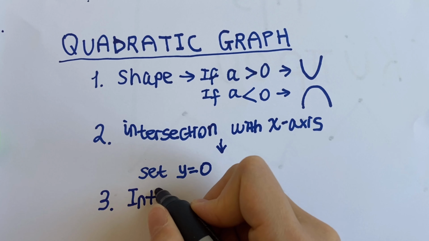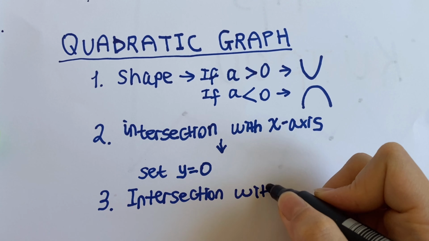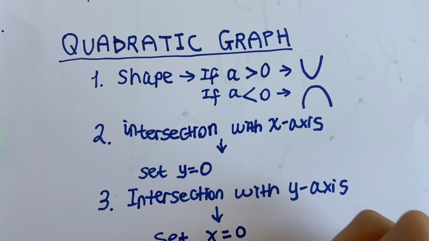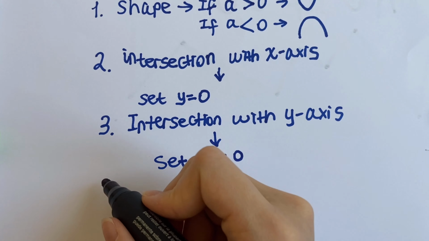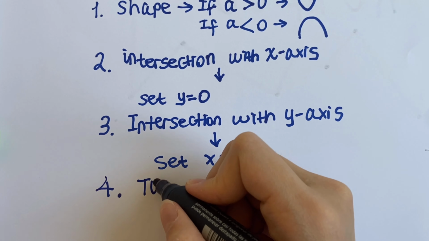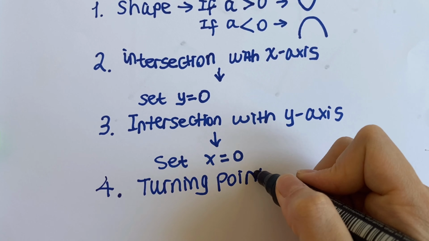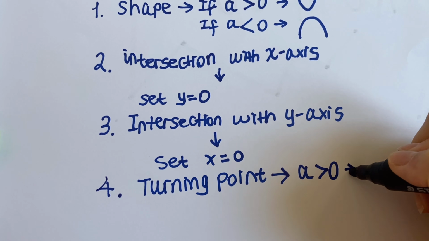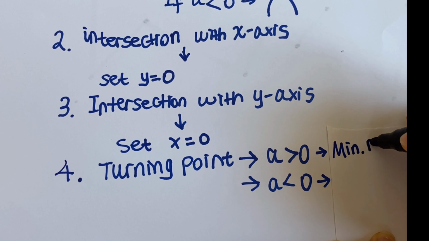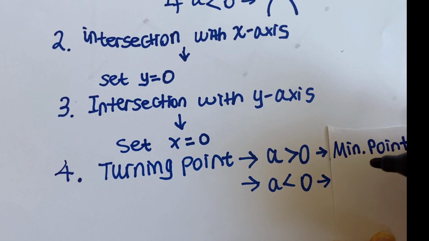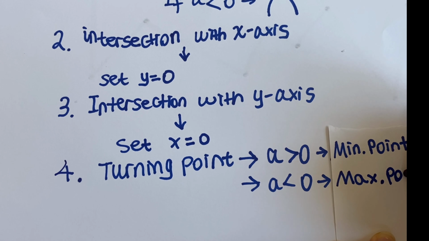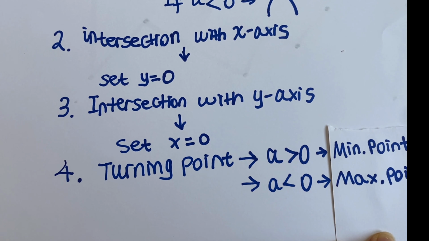And the third thing you need to know is the intersection with the y-axis. And to do that, you need to set x equal to 0. And the last thing is to find the turning point. In order to find a turning point, you need to know the shape. And if a is bigger than 0, then we're finding the minimum point, and if a is smaller than 0, we're finding the maximum point.